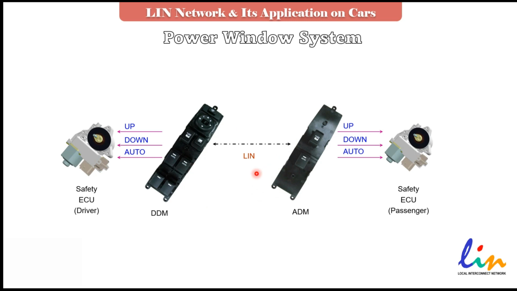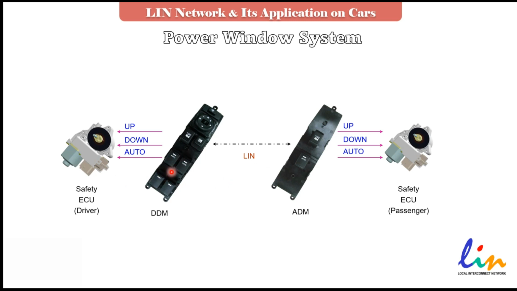Because this communication is not really critical, they can reduce the cost by using the LIN network instead of the body CAN. So what happens? For example, you have the power window. If you are trying to open or close the other window, for example, you are sitting on the driver's side and trying to open or close the power window on the passenger side.